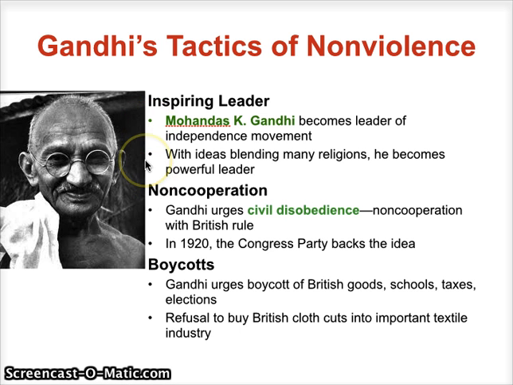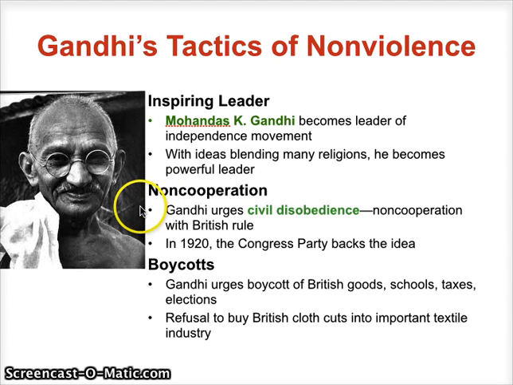And what he's doing is he's blending a lot of different ideas, and many ideas from different religions. So he's not only taking things from Buddhism, Hinduism, and Islam, he's also taking things from Jainism and Christianity. And because of this, he's able to gain a lot of support from the Indian people.